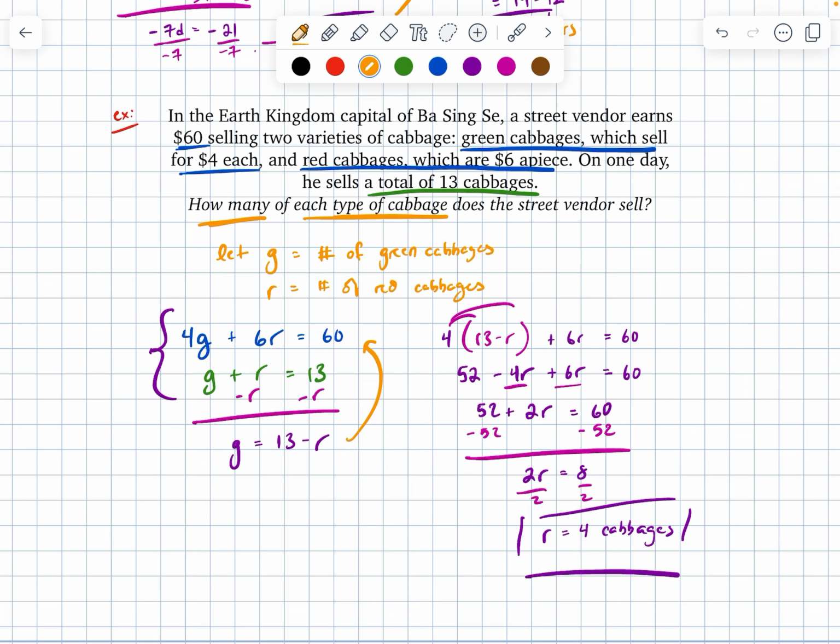So I'm selling 4 red cabbages, and now I need to find the number of green cabbages that I sell. Well, strategically, my goal is to solve for G. Notice this equation down here has already solved for G. So I've got 13 minus R, the number of red cabbages, which we just found was 4. 13 minus 4 is equal to 9 cabbages.